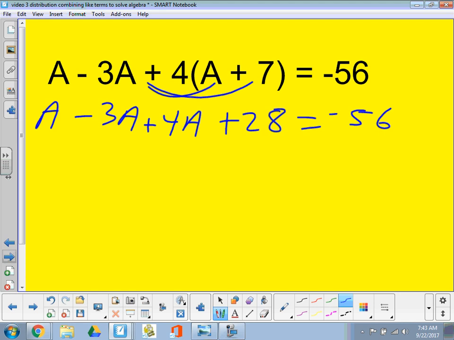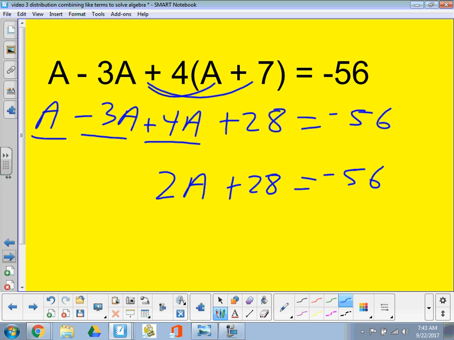Combine the a's, 1 minus 3 plus 4. Well, if it's 1 above and it drops 3 degrees, it'd be 2 below 0. If it's 2 below and it warms up 4 more degrees, it'd be 2 above. So a positive 2a plus 28 is equal to negative 56.